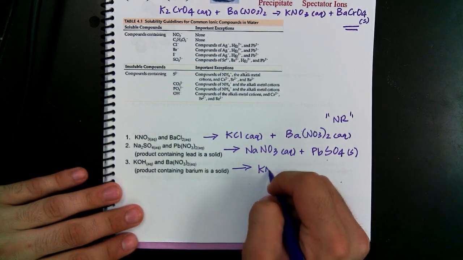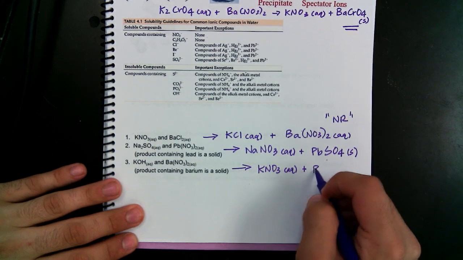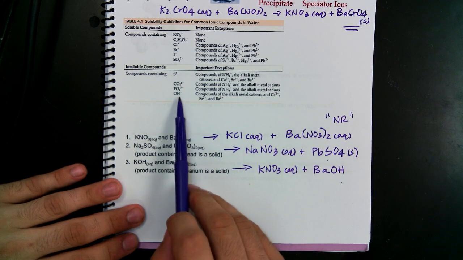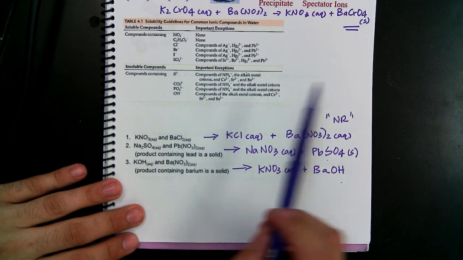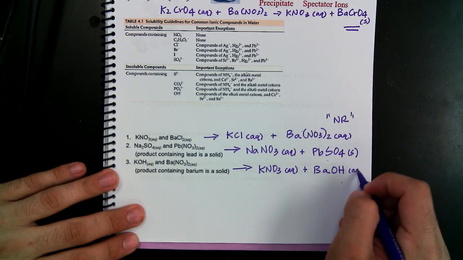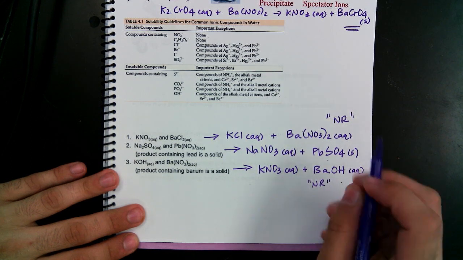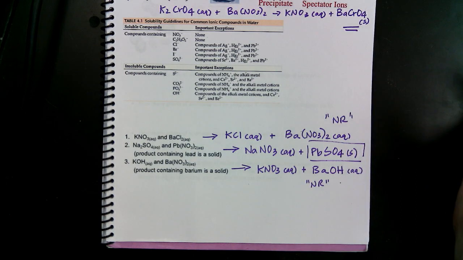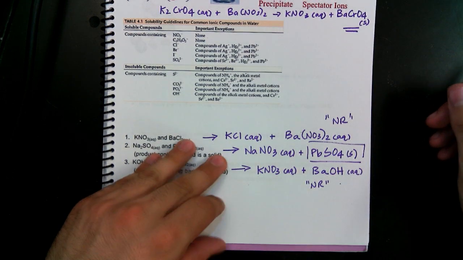Here you're going to get potassium nitrate, which is soluble, and you're going to get barium hydroxide, and hydroxides are insoluble except when they contain alkali metals, calcium, strontium, or barium. So this is actually aqueous as well. So again, for this one, there's no reaction observed. This one gives us a reaction and the precipitate is there. I'm not balancing the equations here, but if the question asked you to balance the equation, you would go ahead and balance the equation to conserve mass.